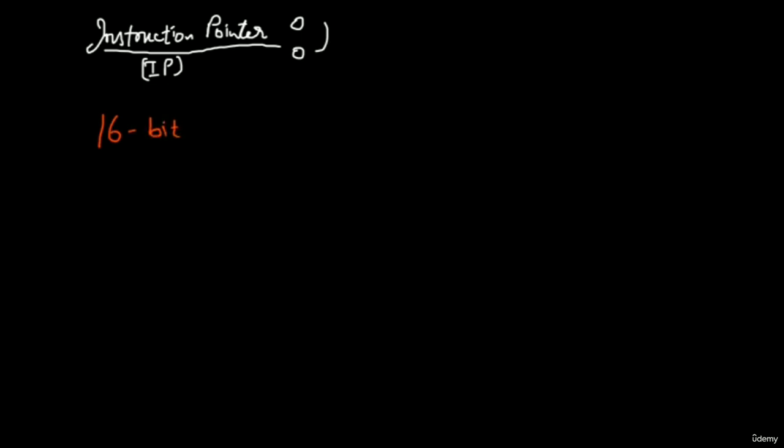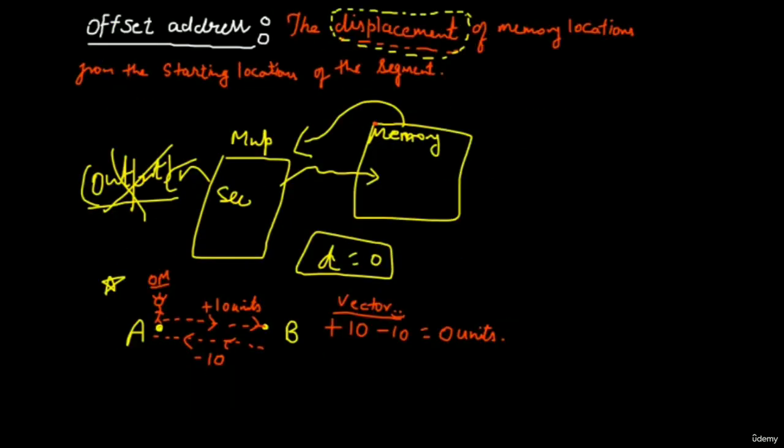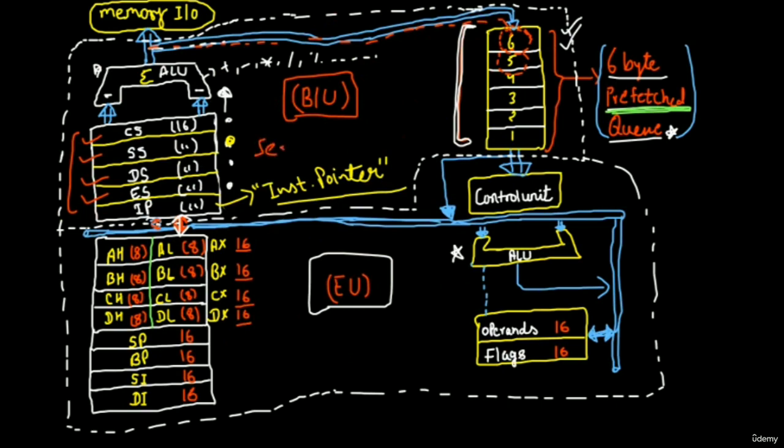So here we have it. Just give me a moment, changing the color. Instruction pointer, the full form of the abbreviation IP. Okay, so what is it? It's a 16-bit register. Obviously everything is a register. That entire thing that we have seen here is the segment register. So this entire thing is nothing but the segment registers that we have.